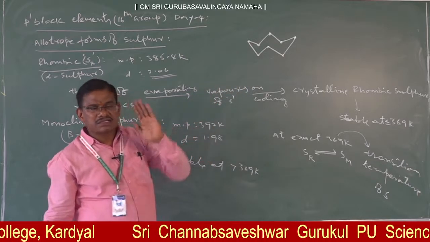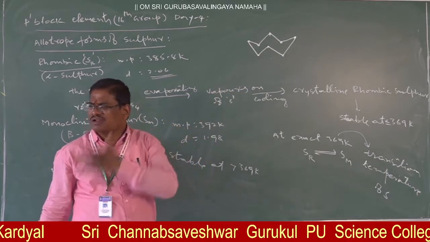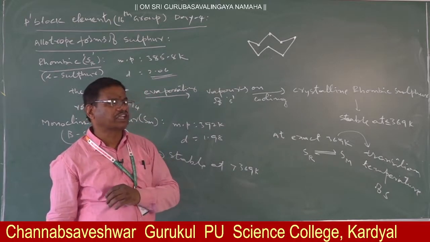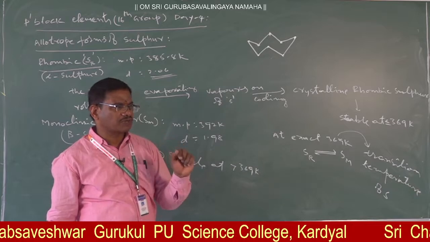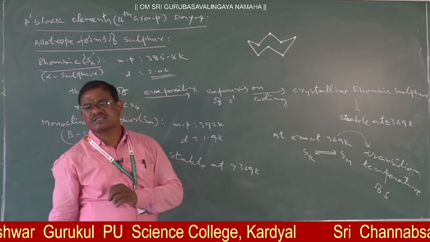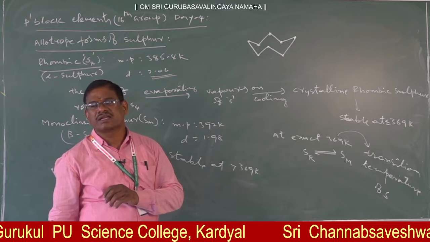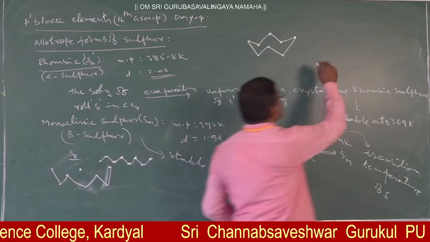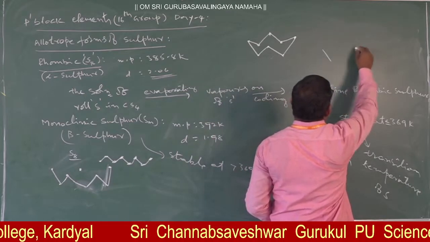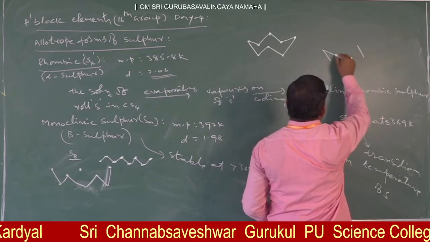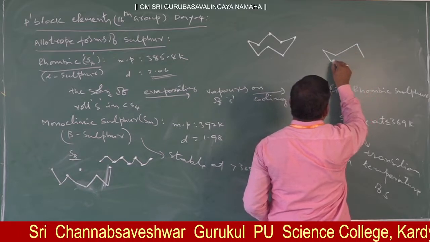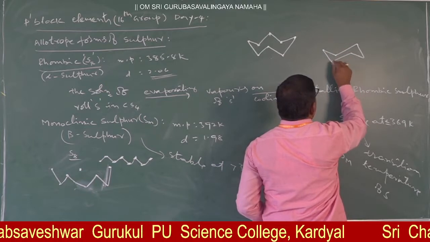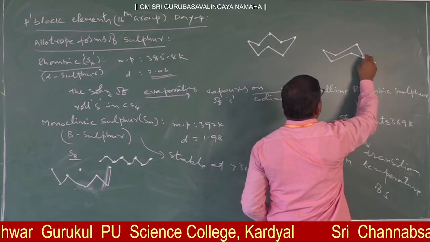And other sulfur allotropes with many atomicities are available, from 6 to 20 sulfur atoms. Among them, S6 is somewhat important, which exists in chair form. S6 exists as a chair form. The chair form will be like this. Here 1, 2, 3, 4, 5, 6.